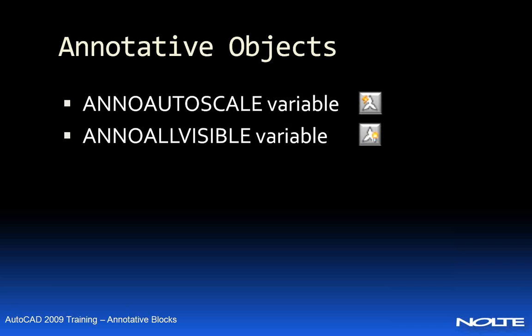Caution on this, it does get a little confusing because it does show you everything. These will plot. So if you do have Anno All Visible on and you plot your drawing, you will see all objects even if you didn't assign them to the current scale. So you kind of have to watch that. I typically leave this off and only turn it on if I need to select or see some changes in my drawing files.